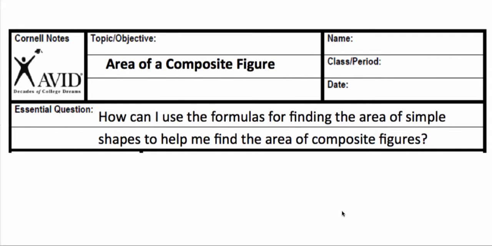This is our area of a composite figure lesson. I did this one as a video so that each of you could work through it at your own pace. Some are going to need more help, some of you are going to naturally know how to attack these, but let's go ahead and get started.